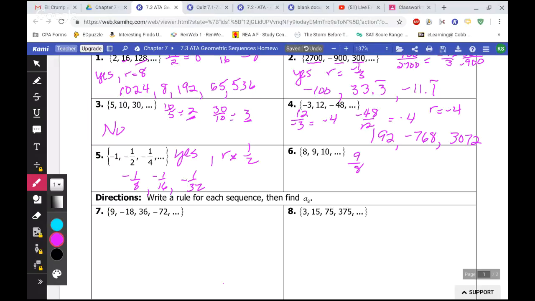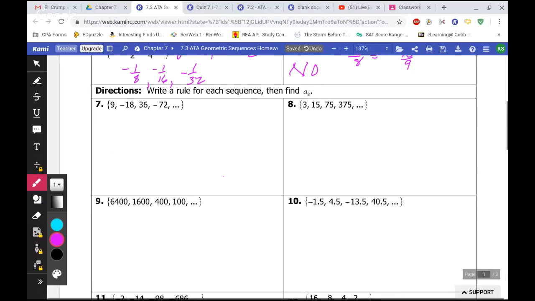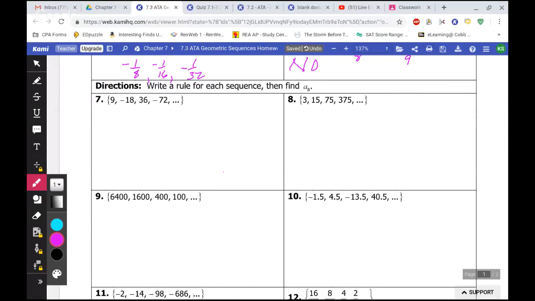Nine over 8 doesn't really reduce. 10 over 9. And that is not a common ratio because you're just basically subtracting 1. So the answer is no. I understand those problems. Arithmetic, yes. Geometric on that one, no.